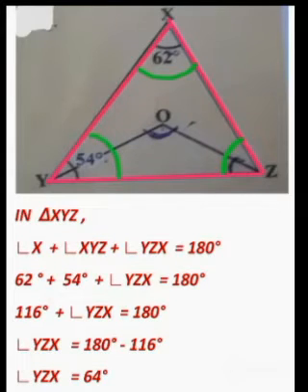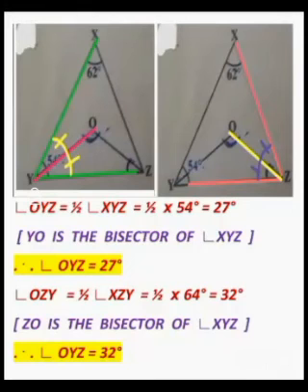Now angle YZX is equal to, let us transpose 116 degrees to the other side. Then angle YZX is equal to 180 degrees minus 116 degrees. So angle YZX is equal to 64 degrees. So angle Z you got here as 64 degrees. So now let us find OYZ and OZY. This angle and this angle we have to find out.